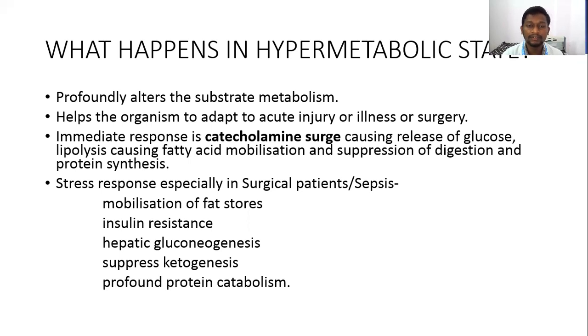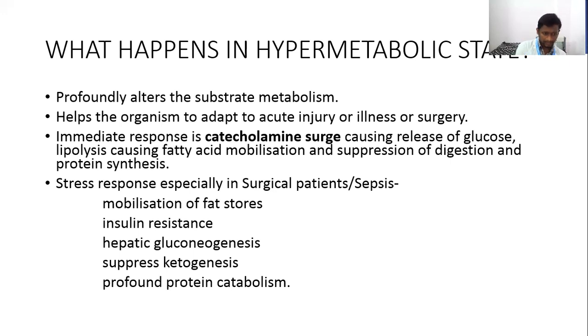Therefore the body will try to produce energy by mobilizing all the stores to the production of glucose, in glycolysis, in Krebs cycle, and then production of energy. That is how it is. Previously, I was talking to you about metabolism of fats, where catecholamines act on the receptors producing hormone sensitive lipase. Now here, the third line says, immediate response is catecholamine surge, causing release of glucose, lipolysis causing fatty acid mobilization towards the liver, and suppression of digestion and protein synthesis.